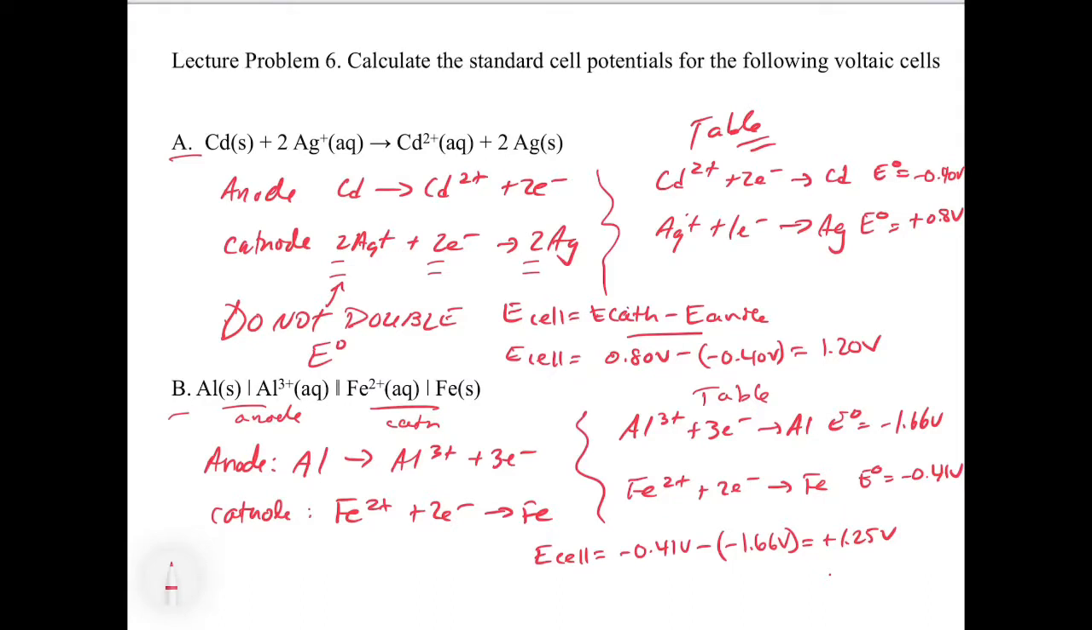So now that we know how to calculate cell potentials, the next thing we're going to do is look at how cell potentials affect spontaneity in galvanic cells.